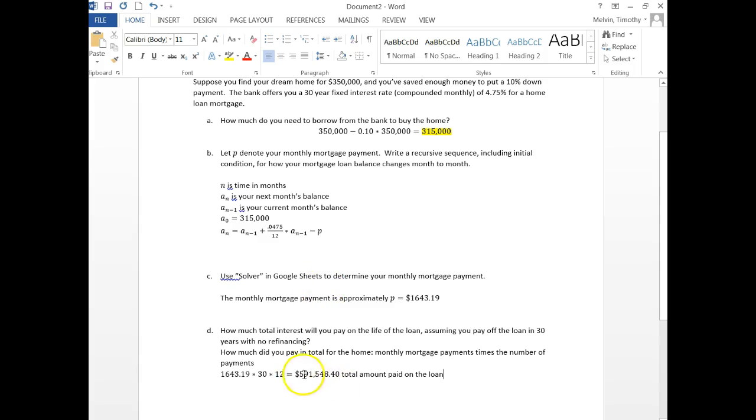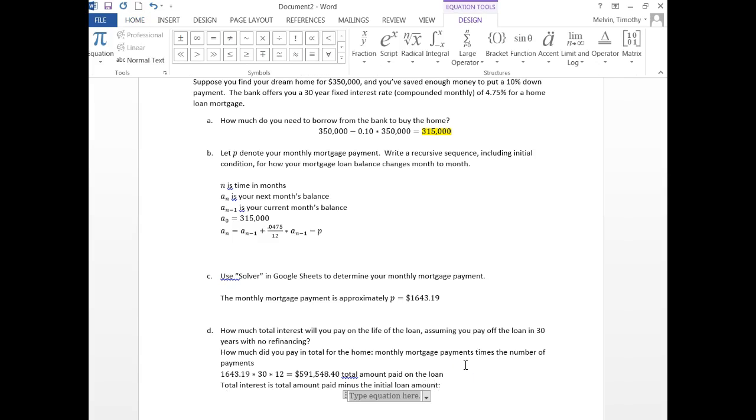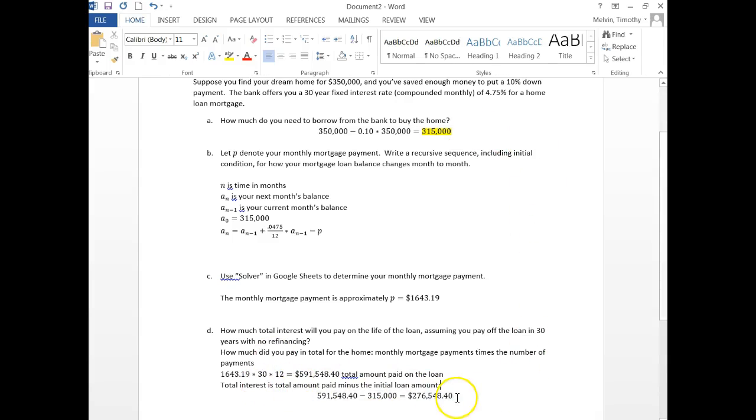And if we're looking for total interest, I don't have the total amount, we need to figure out total interest is total amount paid minus the initial loan amount. So if we want that, I need that $591,548.40 minus how much was the initial loan we borrowed from the bank after we paid for our 10% down payment. We're left with $315,000. Typing that in my calculator, excuse me, we got $276,548.40.